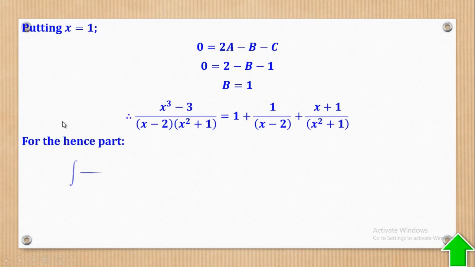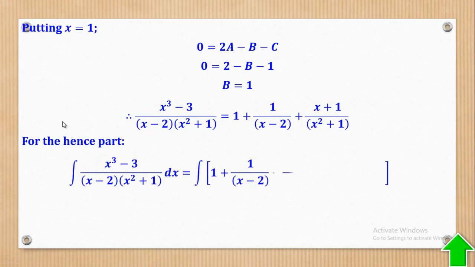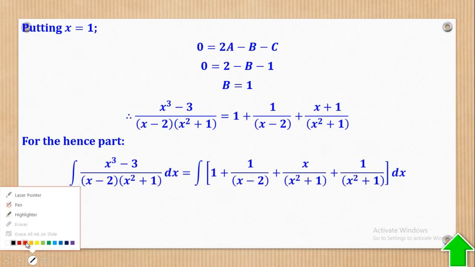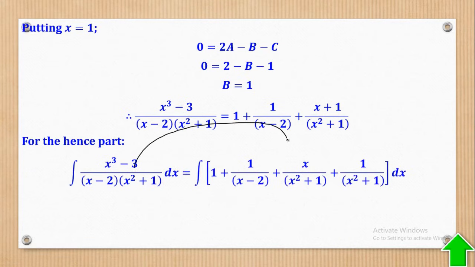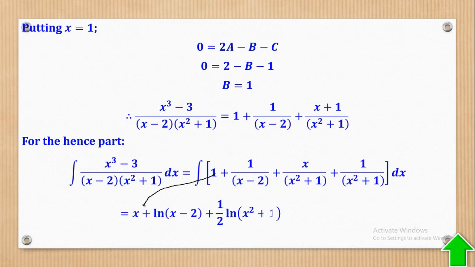Therefore, the hence part we are going to integrate. So when I integrate, I'll come up with this integral being equal to this. Therefore, integrate 1 gives you x, integrate this gives you ln that, integrate this gives you half ln that, and integrating this gives you arctan x plus a constant of integration.